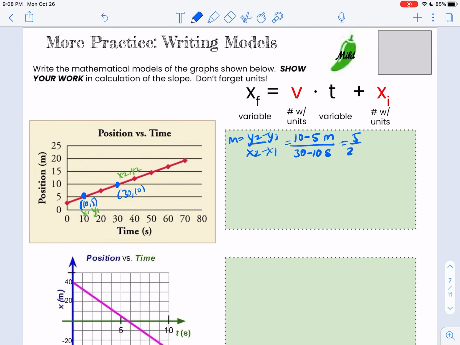So that's going to be 5 meters over 20 seconds, which if I put that into a decimal, is going to be 0.25 meters per second, right? Because we always want to compare to 1 second, okay?